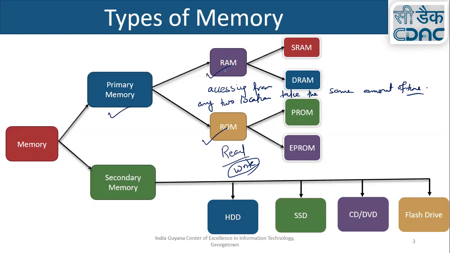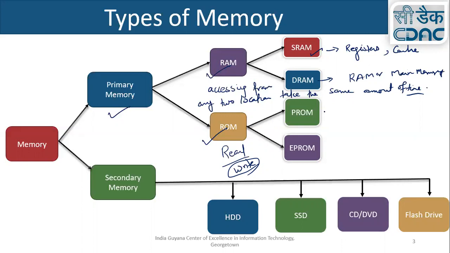This random access memory can be divided into two types. One is SRAM, or static RAM; examples are the registers inside your CPU and cache memory. The other is dynamic RAM; the example is again the RAM, or main memory.